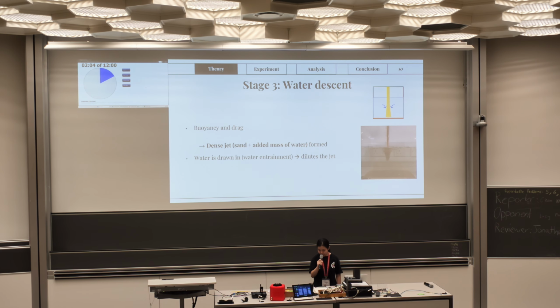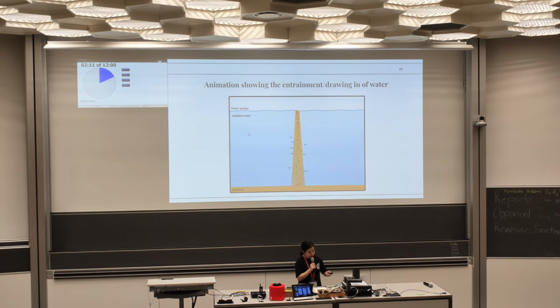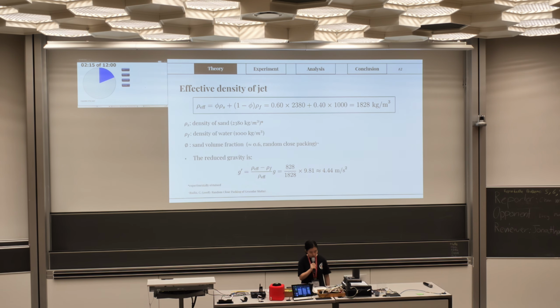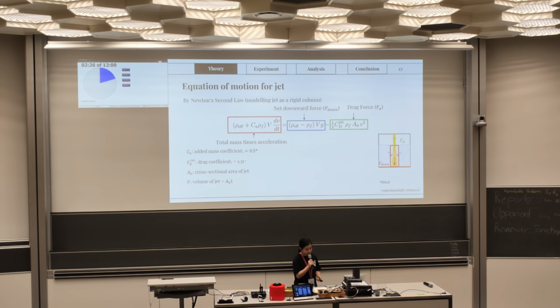As this jet descends, water is drawn inwards, which dilutes the jet and causes it to spread out. This is an animation showing the water entrainment. For simplification, we model the jet as a sand-water mixture with a uniform density of rho effective. The reduced gravity characterizes the net buoyancy force on the jet.